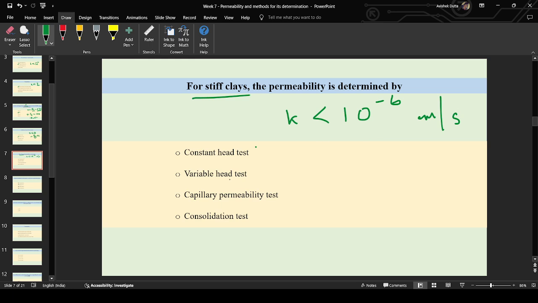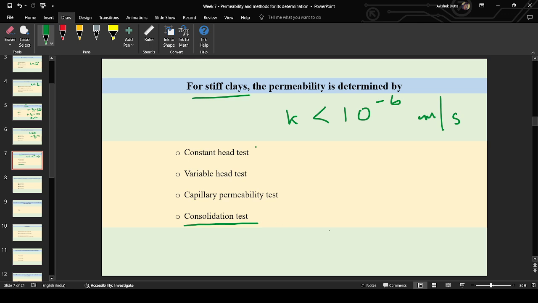And what will happen in variable head? In variable head, the value of K is inversely proportional to the time of flow. So a very low K will give a very high time in the falling head test. That's why. And what happens in consolidation? This is an indirect test.